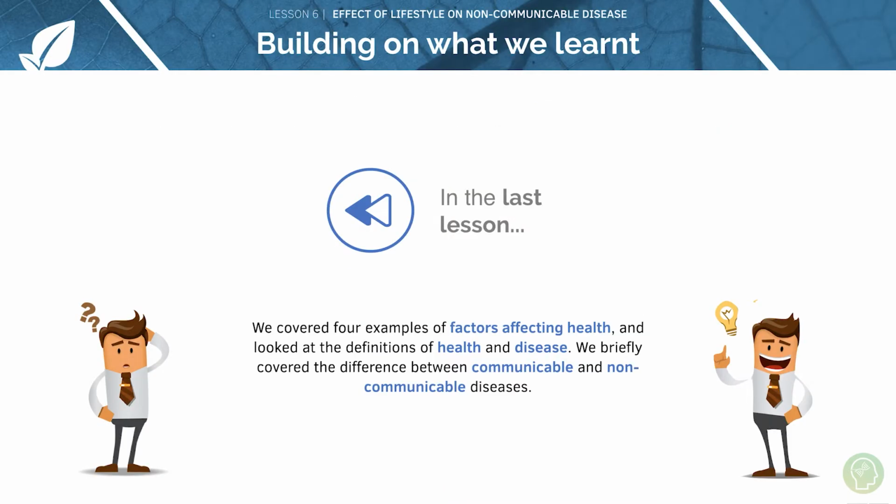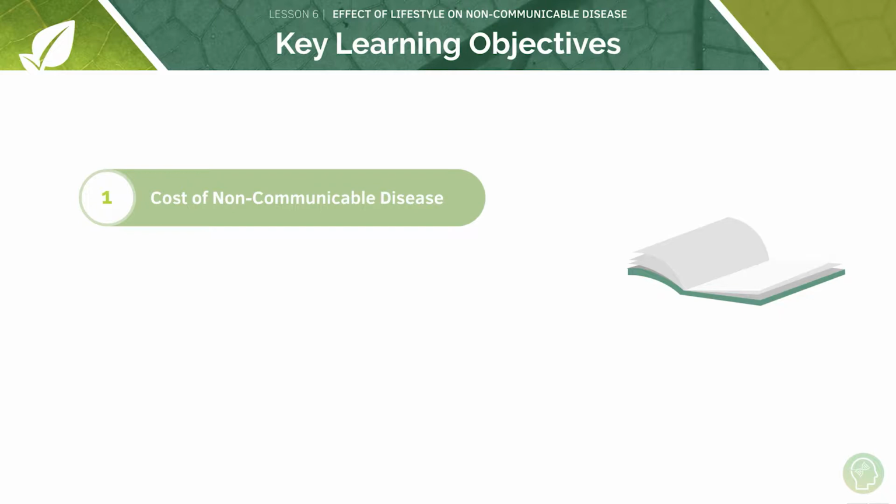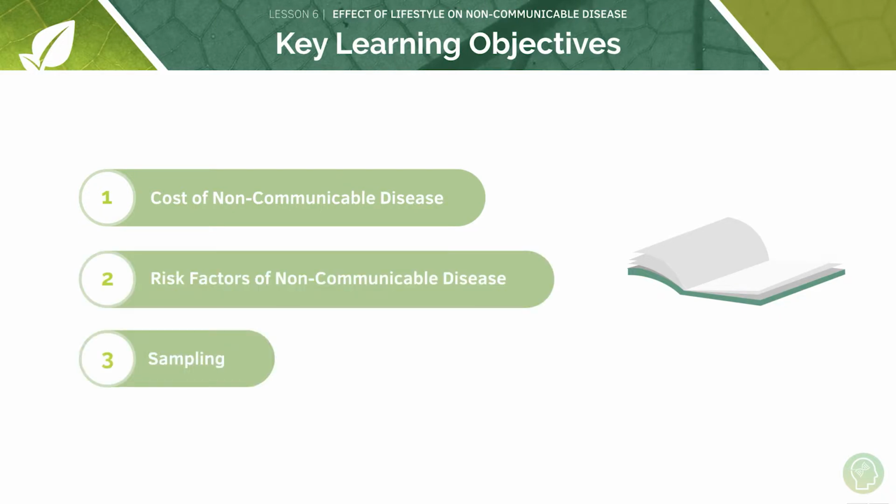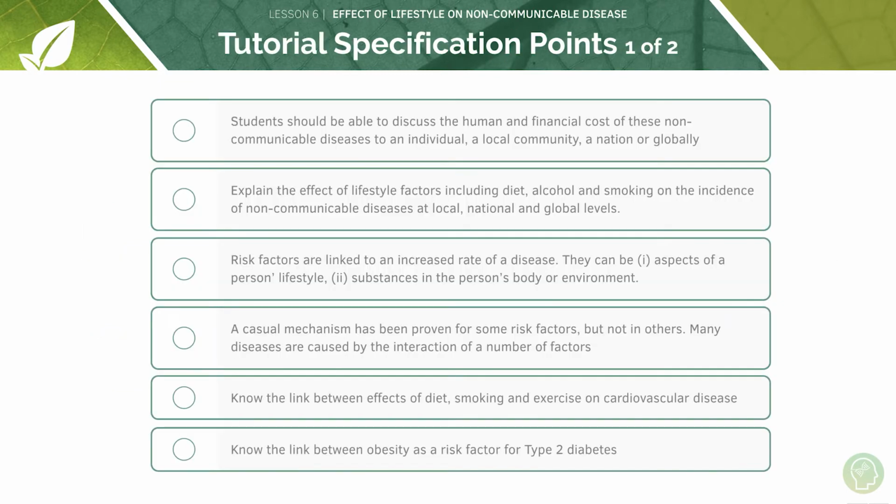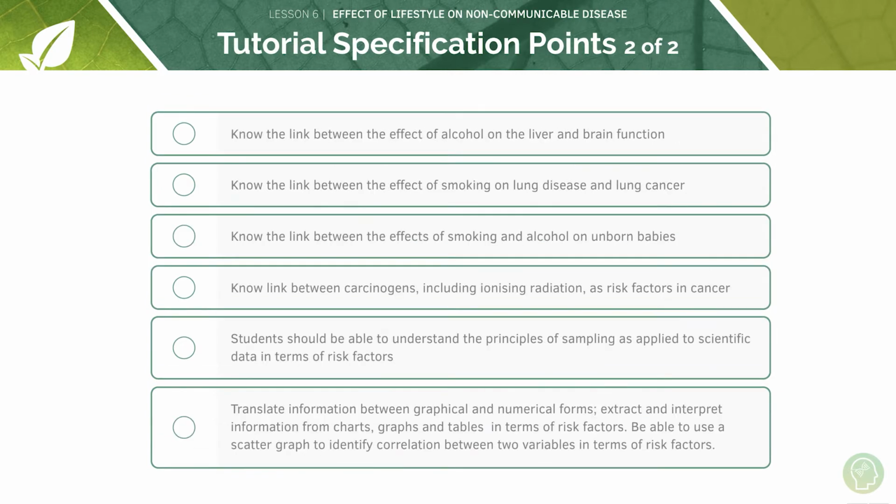So just as a quick recap, in our last lesson we looked at 4 examples of factors affecting health, and we also looked at the definitions of health and disease. So do go back and watch that, because I think that's a good introduction to what we're now moving on to. So these are our key learning objectives today. We're going to explore the relative personal but also economical costs of non-communicable diseases. We're then going to move on to look at some risk factors, and finally we're going to look at sampling. So lots of specification points today, but ultimately we're just focusing on a few general themes, so don't worry too much, but do go through these at the end and make sure that you understand what each sentence is aiming at.